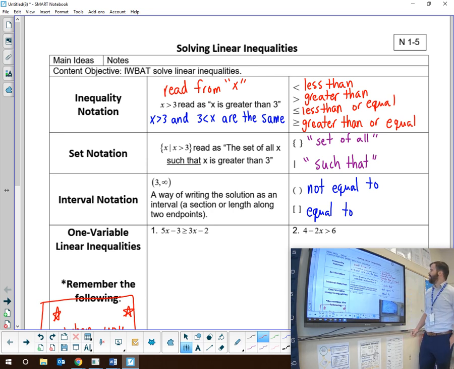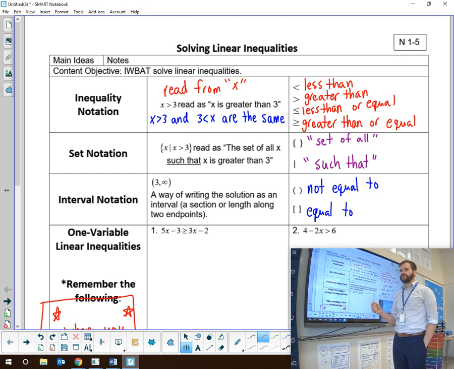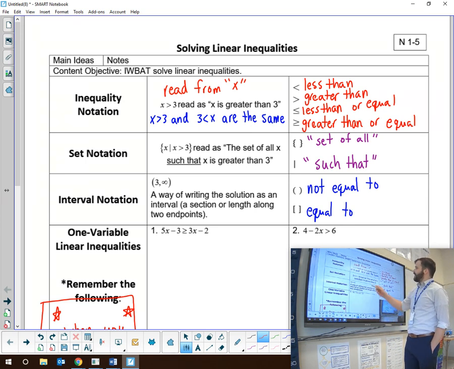Hey guys, today we are talking about solving linear inequalities. To solve linear inequalities, we have to remember how to write our answers, because an answer to an inequality isn't what x equals, it's what x is less than or greater than. So we have to remember inequality notation, set notation, and interval notation.